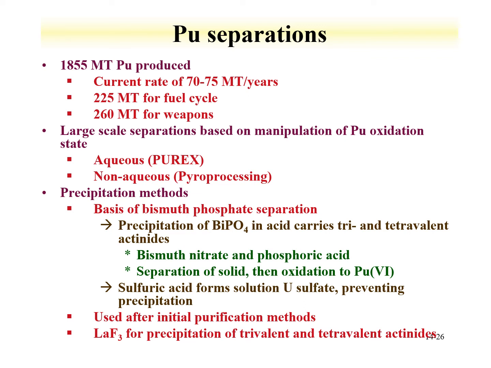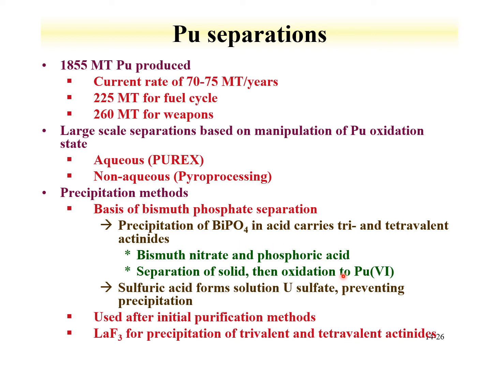One of the first separation techniques for plutonium was the bismuth phosphate method. This is a precipitation-based separation where precipitates of bismuth phosphate in acid carry tri- and tetravalent actinides, so the tri- and tetravalent actinides will precipitate out with the bismuth phosphate. This is done by taking the tri- or tetravalent oxidation state of the actinides with a bismuth nitrate and phosphoric acid solution. The solids are then separated.